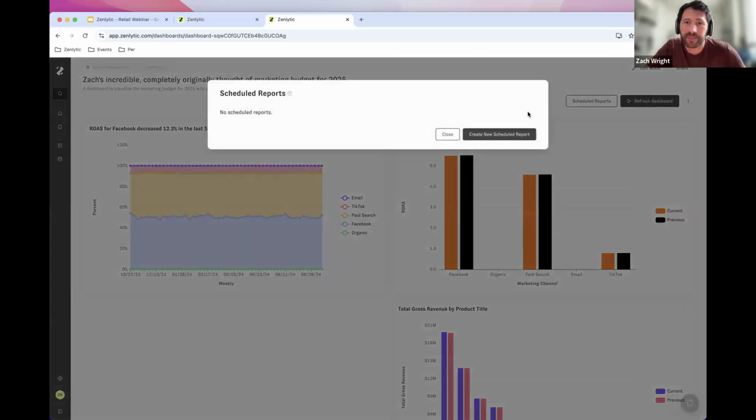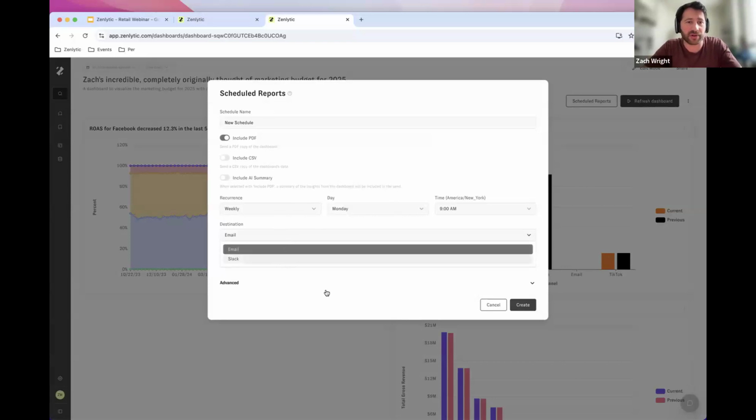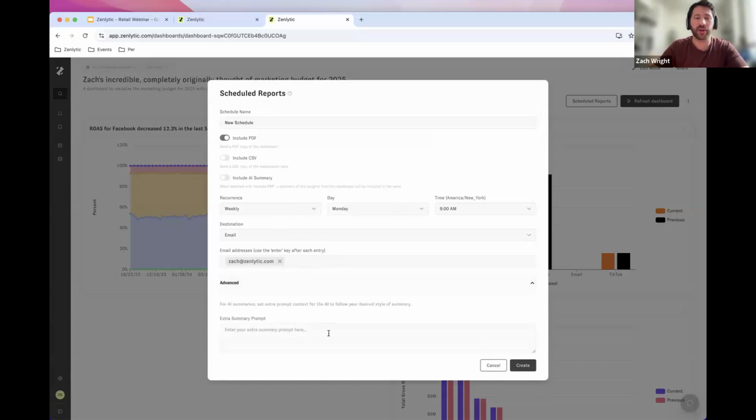I'll schedule this report. As part of setting this up, I'm going to include the PDF. I could send it weekly, 9 a.m. I could choose to go over email or Slack. I'm going to send this to myself, so I'll be able to share it with others later. And finally, I'm going to give Zoe a little bit of a nudge on what to talk about in her AI summary.